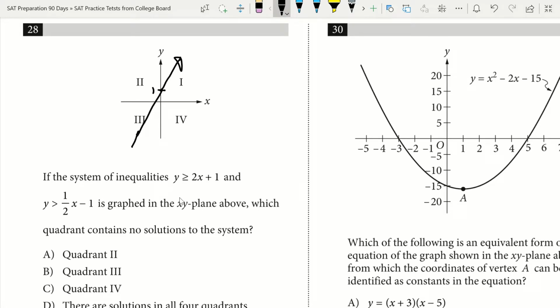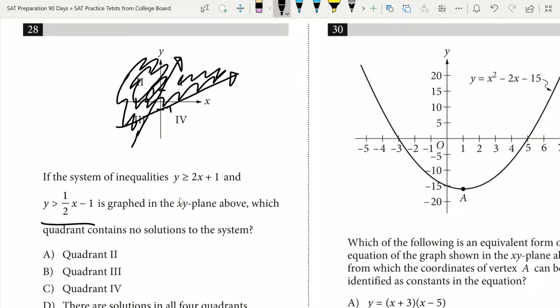And I see it has to be greater than, so y's got to be greater than that, so I can shade in that side. Then I have y must be greater than a half x minus 1, so that minus 1 would be right here. We're also increasing, by less than that slope of 2x, but we're still increasing. I see y has to be greater than that as well, so I can shade in that as well. Now I'm asked in which quadrant is there no solutions to the system?